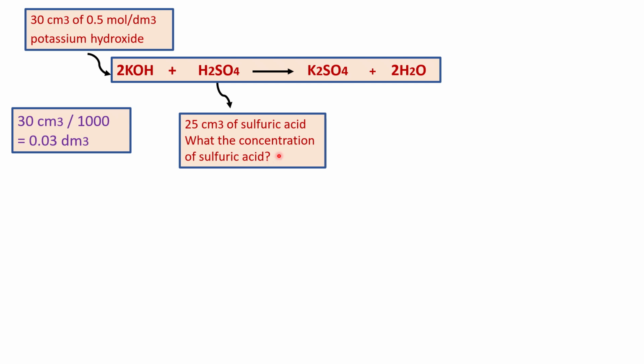In order to know the concentration of sulfuric acid, we have the volume, we need the number of moles. This is unknown, and we are going to find it by finding the number of moles of potassium hydroxide. So that's our first step.